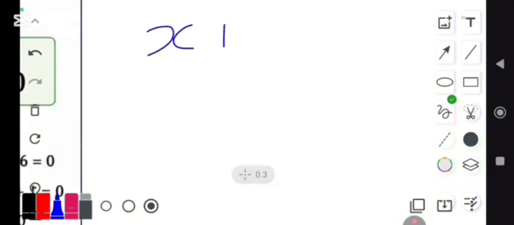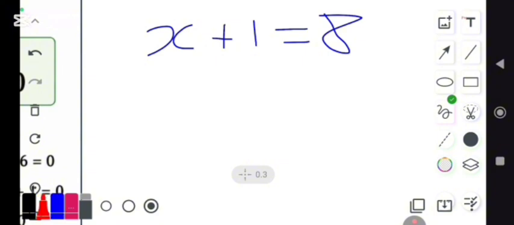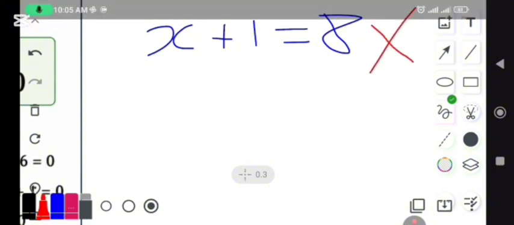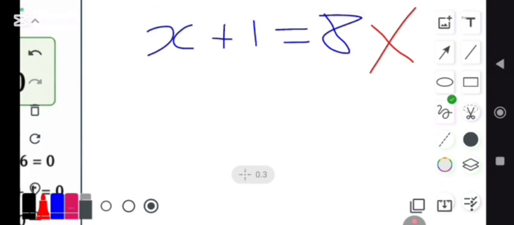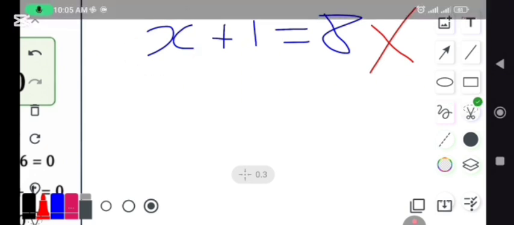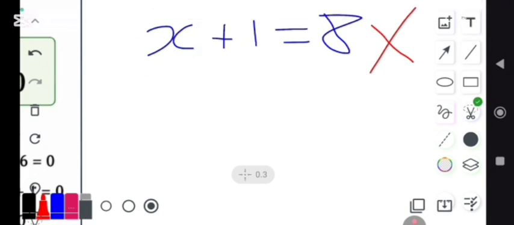An equation like this, x plus 1 equal to 8. Will you call it a quadratic equation? No, it is not a quadratic equation. Why? Simple. The highest power of the unknown here is 1 and not 2.